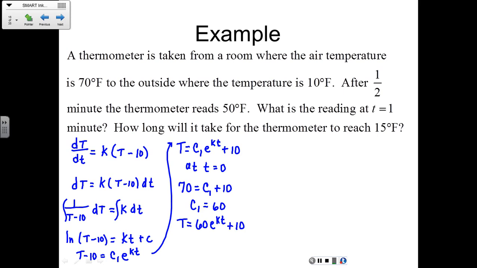Update. After half of a minute, the thermometer reads 50 degrees Fahrenheit. So my temperature is 50. I'm going to put that's half a minute, so I'm going to put 0.5 K plus 10. So I'm going to be able to solve for my K this time. Subtract 10 and I get 40 equal to 60 e to the 0.5 K.